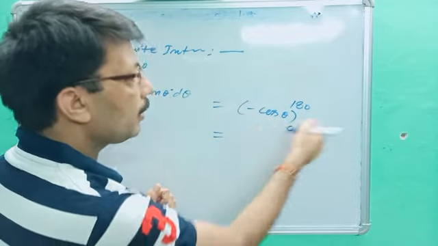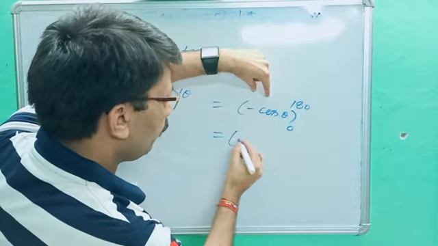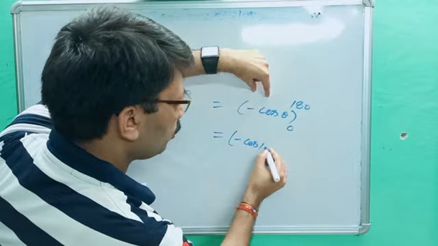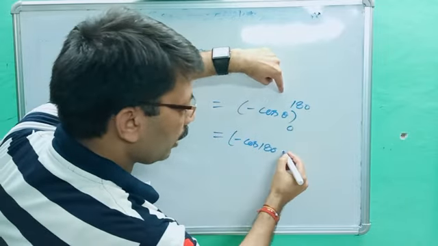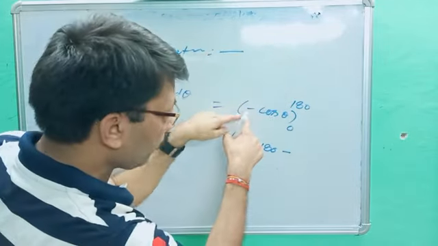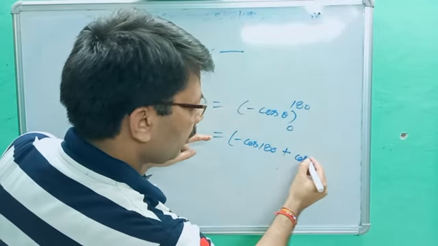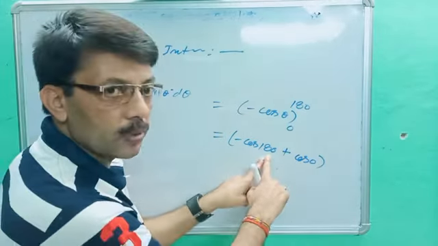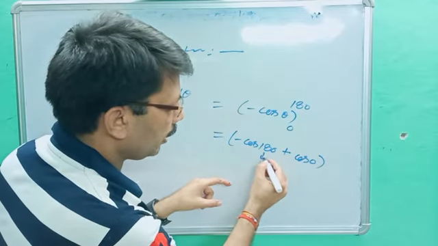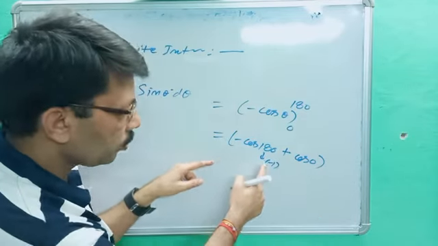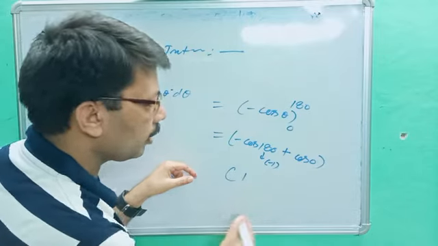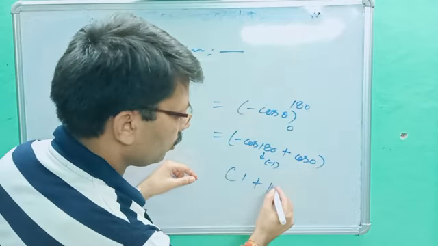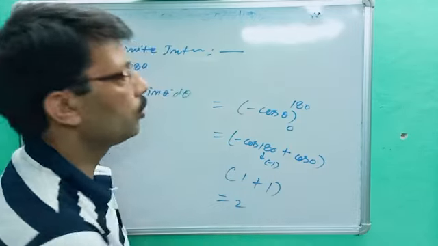Now higher limit minus lower limit. What is the higher limit? Minus cos theta. Theta is 180. Then minus sign, minus according to formula, and 1 minus is there. Minus minus plus. What we get here? Cos 0. Are you getting it? Cos 180 is equal to minus 1. Cos 180 is equal to what? Come on, minus 1. So this minus 1 and this minus 1, it will be 1 plus cos 0 is 1. So 1 plus 1 it becomes 2.